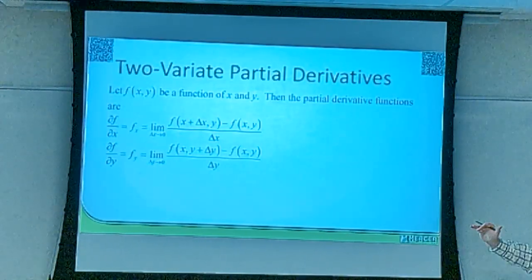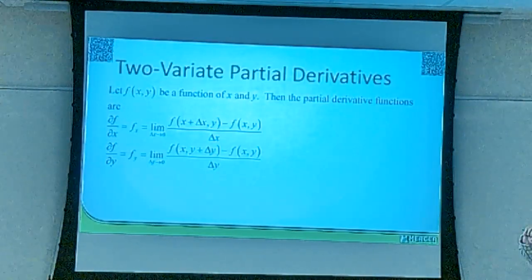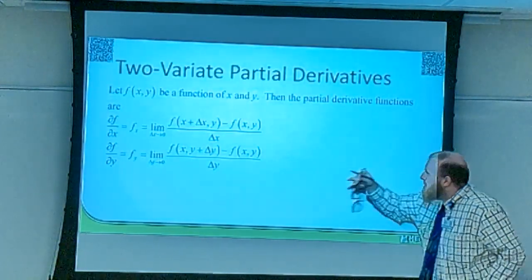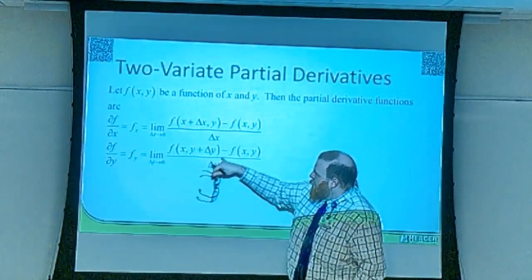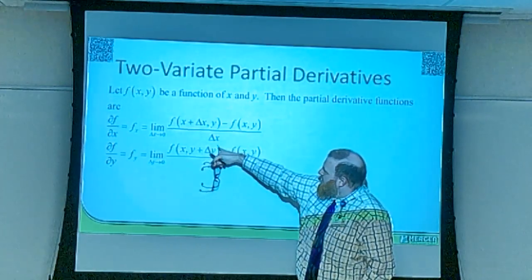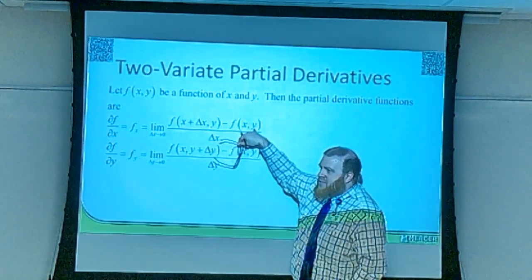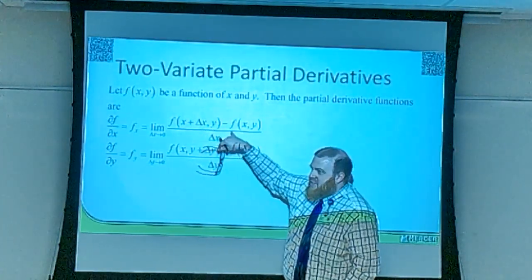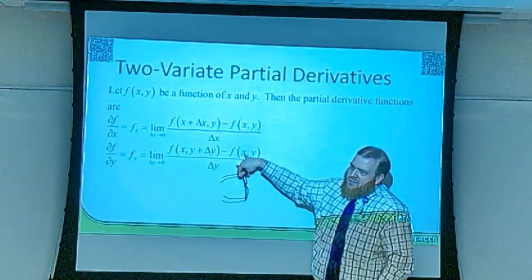So notice the definition. For x, it's the limit as delta x approaches 0 of f of x plus delta x comma y, minus f of x y, all over delta x. And that's similar here. So notice what's happening: with respect to x, your y stays constant. Your y is not changing. And then with respect to y, notice your x doesn't change.